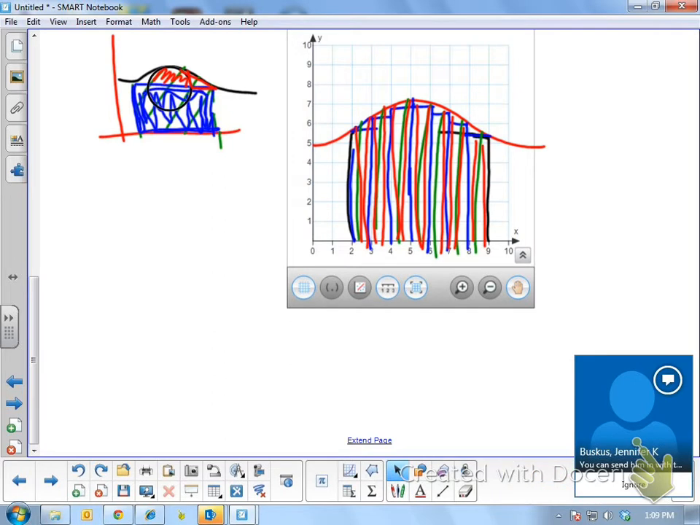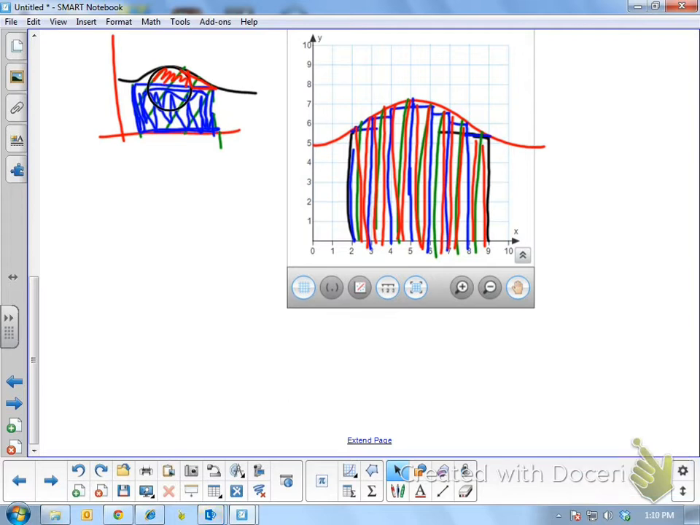So more rectangles. How can I make this the best possible? Even more rectangles. How many more rectangles? Infinite. Infinitely many rectangles. So eventually we'll get to the point where we can do infinitely many rectangles, and that's really what the essence of an integral is. But today we want to practice doing what?